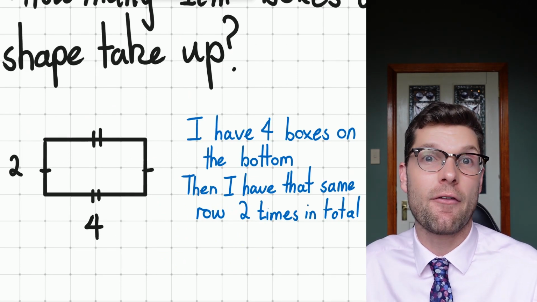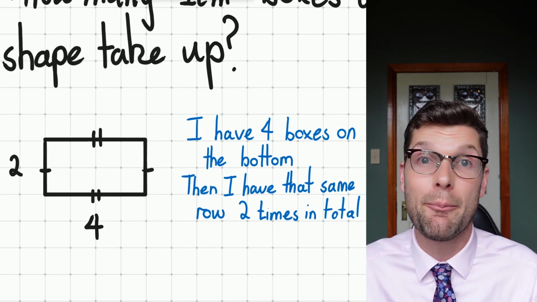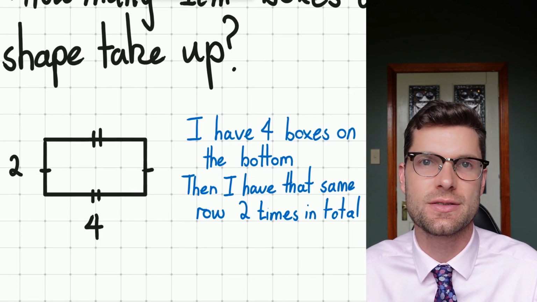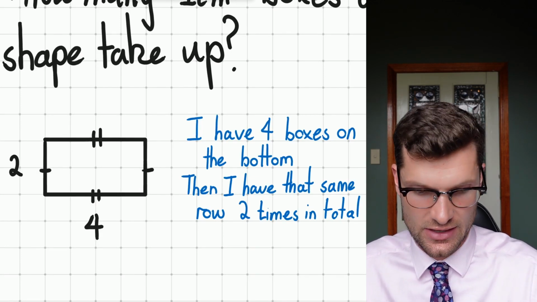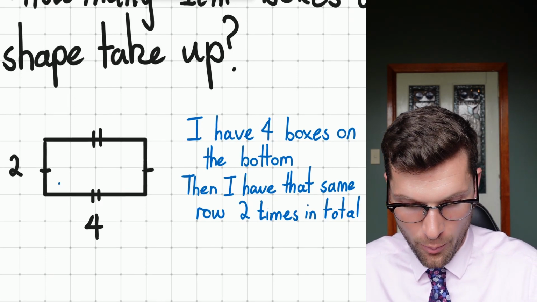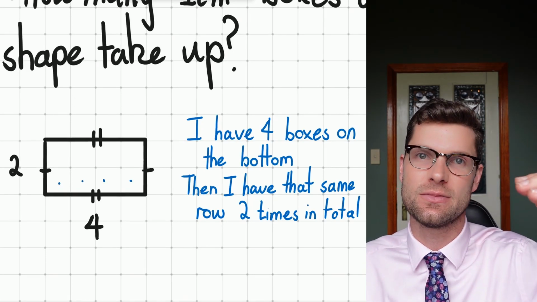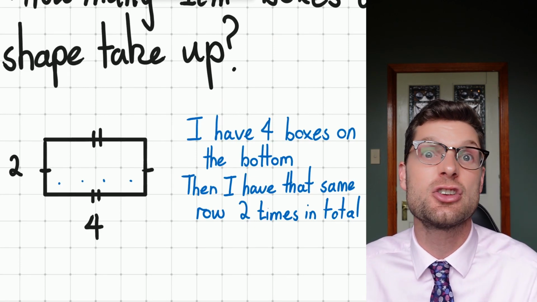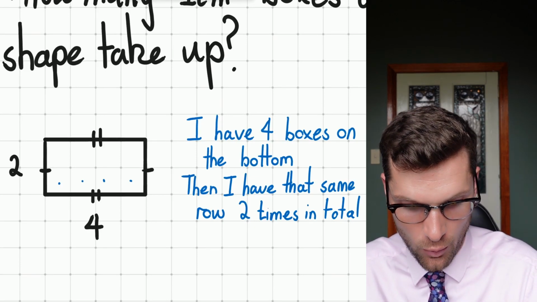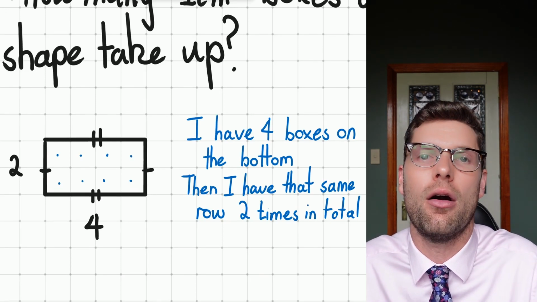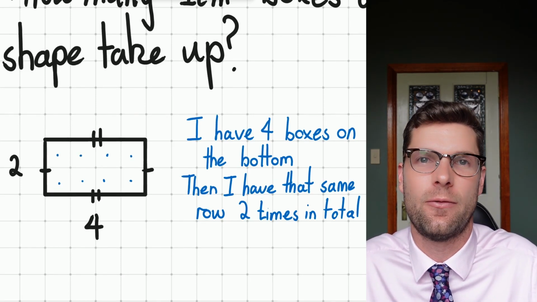So for this question here, I've got a side length that goes up 2 boxes and then goes across the bottom 4 boxes. So one way we could think about this is that I've got 4 boxes down the bottom, definitely. And then they repeat themselves on the top. So I've got it again. So now I've got 1, 2, 3, 4. I could count these up pretty quickly and be like, oh, you've got 8 boxes, great job, 4 marks.